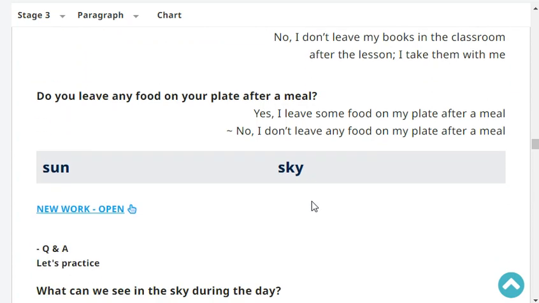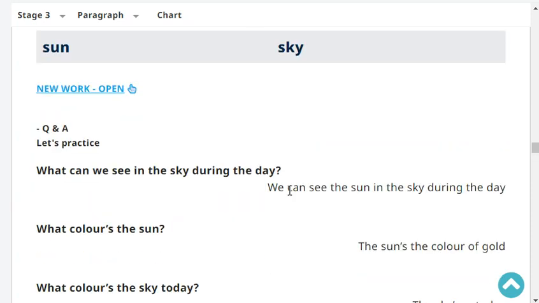Do you leave any food on your plate after a meal? Yes or no? No, I don't leave any food on my plate after a meal. Very good.